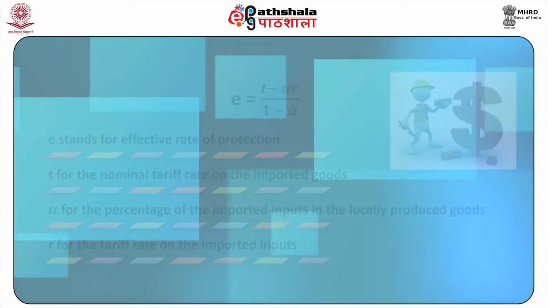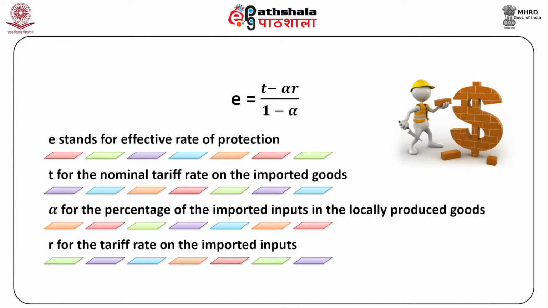Therefore, the degree of protection effectively enjoyed by an industry is not equal to the nominal tariff rate imposed on the final imported good. The effective rate of protection is measured by E = (T − αR) / (1 − α), where E stands for the effective rate of protection, T for the nominal tariff rate on the imported goods, α for the percentage of imported inputs in the locally produced goods, and R for the tariff rate on the imported inputs. Let us take an example.